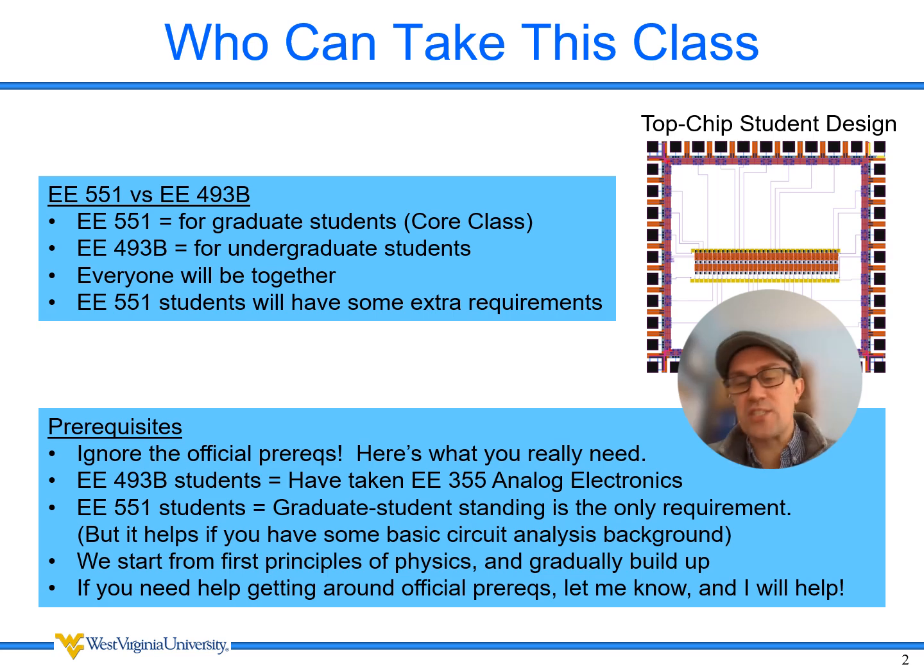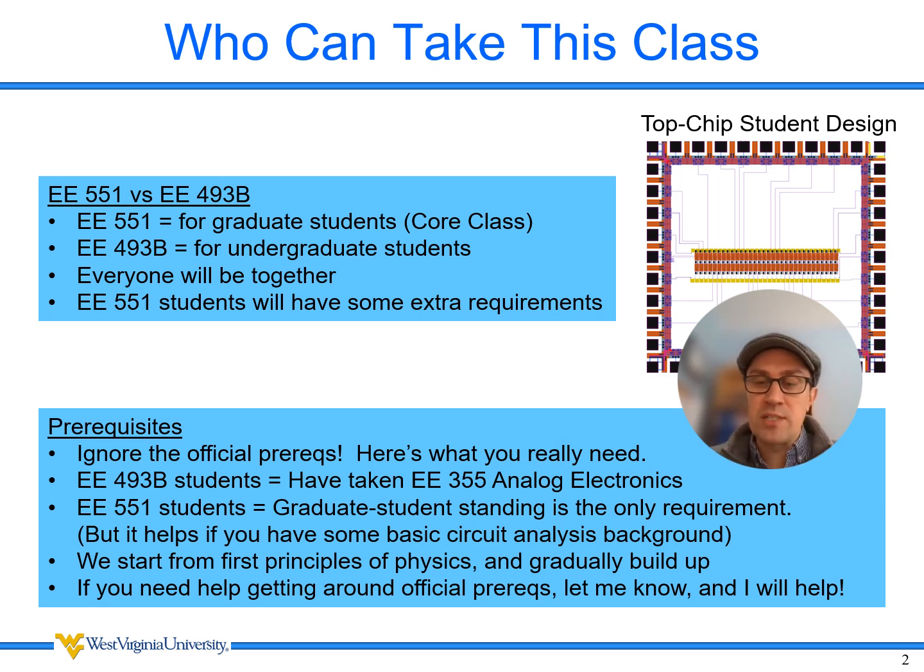So who can actually take this class? Well, basically anyone who has at least some background in circuit analysis. There may be some official prereqs for the class, just ignore them. Here's what you really need to know to be able to take this class. First, if you're an undergraduate student and you've taken EE 355 analog electronics, you're all set.